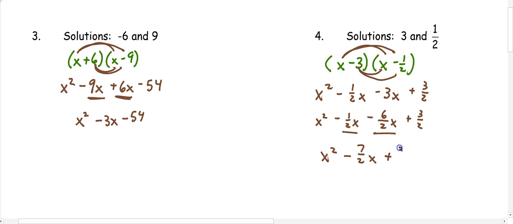Now remember, we don't want fractions in our equation. So the last step I'm going to do that's different from the other problems, because they didn't have fractions, is multiply by the denominator. The denominator is 2. So my equation would be 2x squared minus 7x plus 3. Remember, if the number is already in the denominator, it cancels out when we multiply by that number.